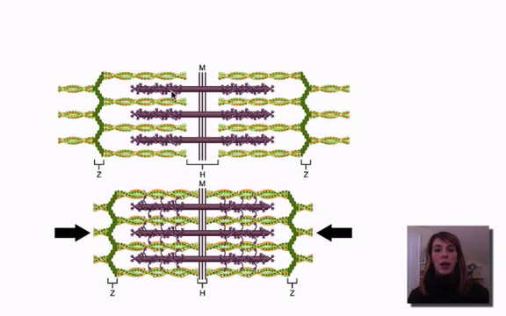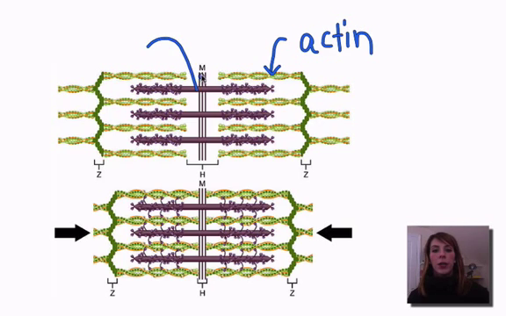Okay, so the top image is showing you one sarcomere in a relaxed muscle, and the bottom is showing you one sarcomere in a muscle that's contracted. If we think back to our thin and thick filaments, the thin filaments in this picture are shown in green, and again, those are composed of actin. The thick filaments are shown in purple, and those, we said, were made up of the protein myosin.